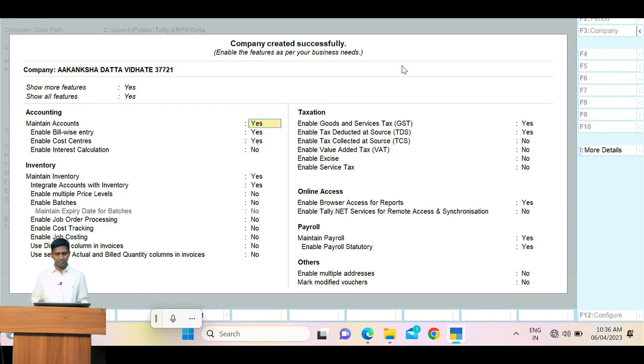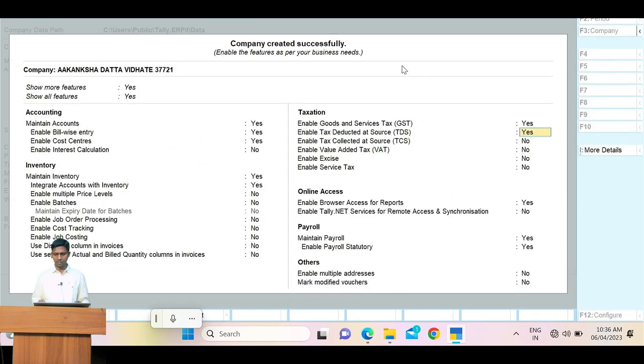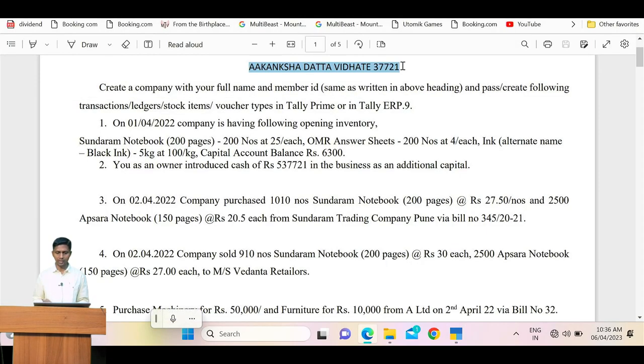Why? Because we are not dealing here with the taxation part, then cost center part, etc. Therefore, enter. If you are bored with enter, then you can press Ctrl A to accept the screen. Here I have created Akanksha Vidhate's company successfully. Understood? This is how you can create a company.